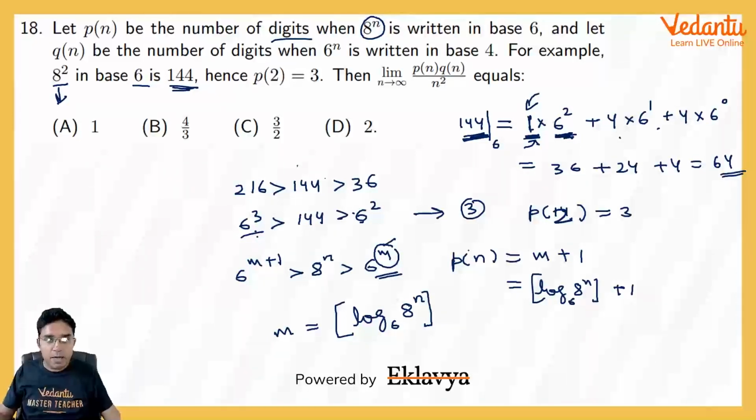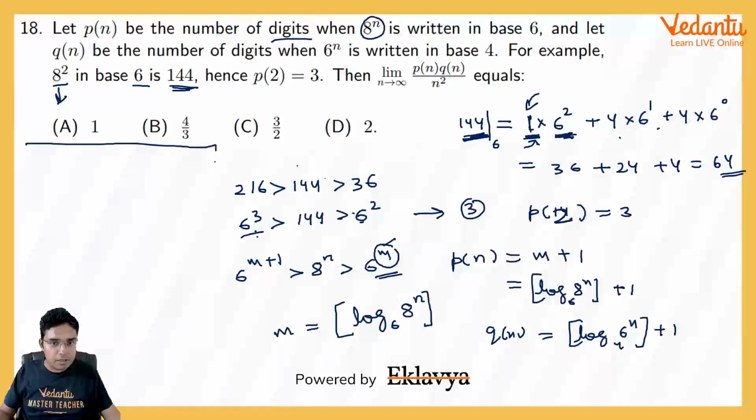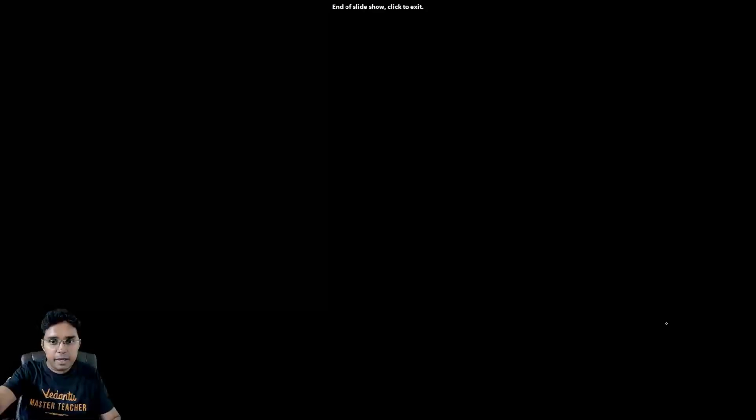Okay, now similarly, what is Qn? It is when 6 power n is written in the base 4. So this will be the integer part of log of 6 power n base 4, plus 1. Okay, now we have to find this limit, n approaches infinity. So when n approaches infinity, this greatest integer function can be written without the bracket also. I will tell you why. Let me take another slide for this.